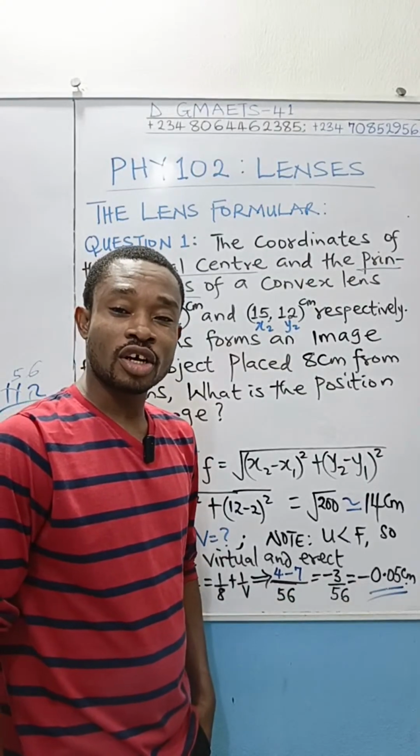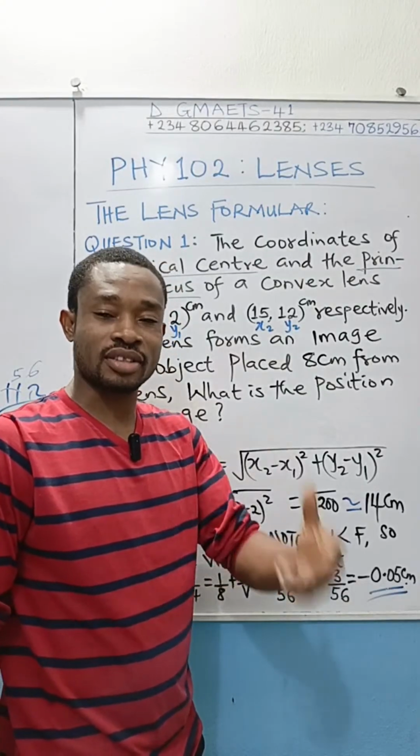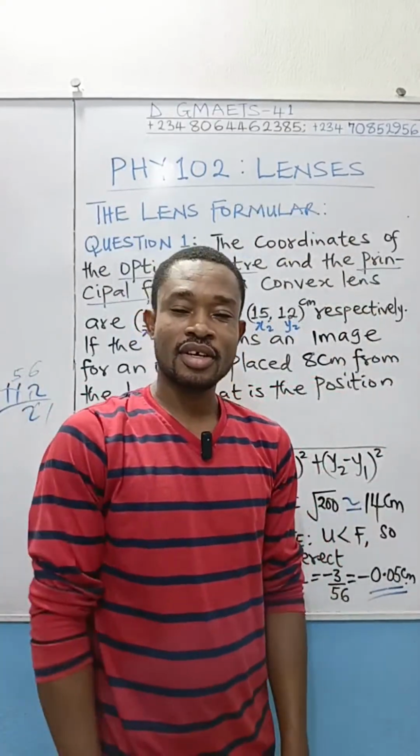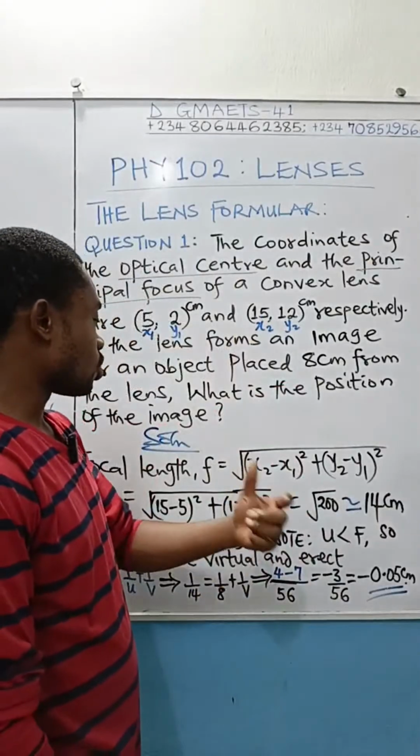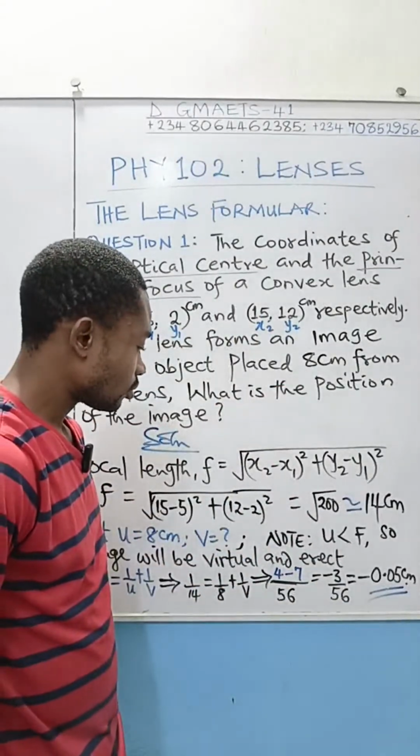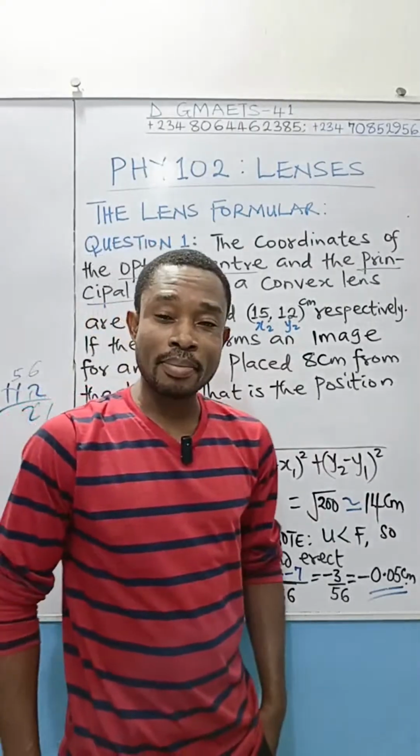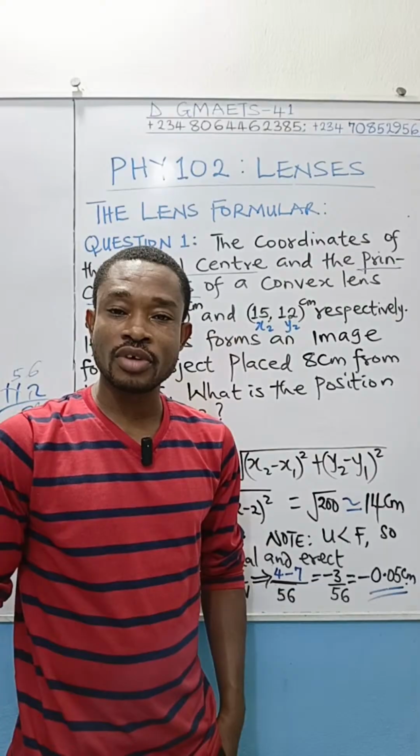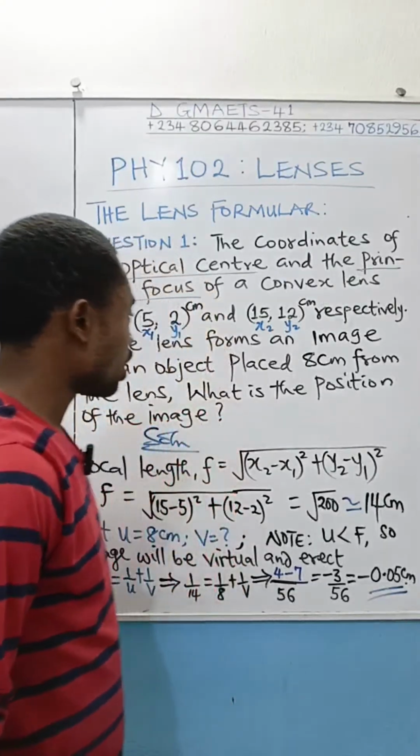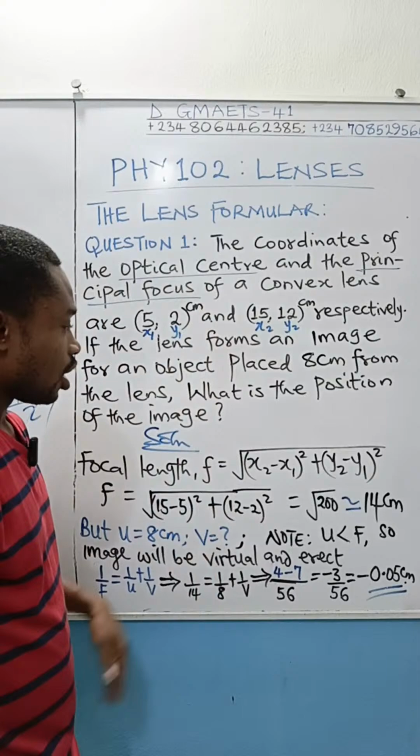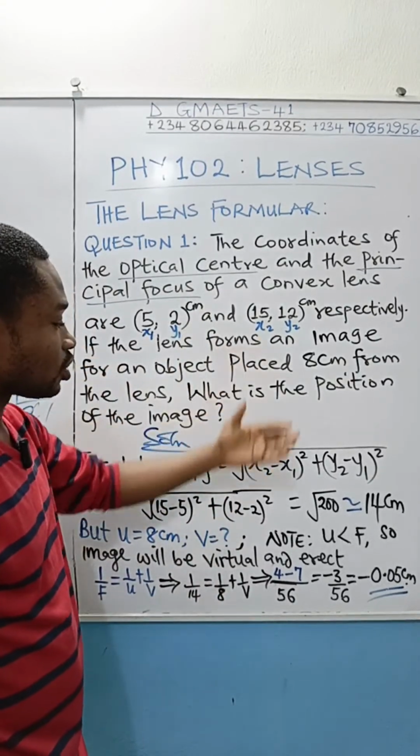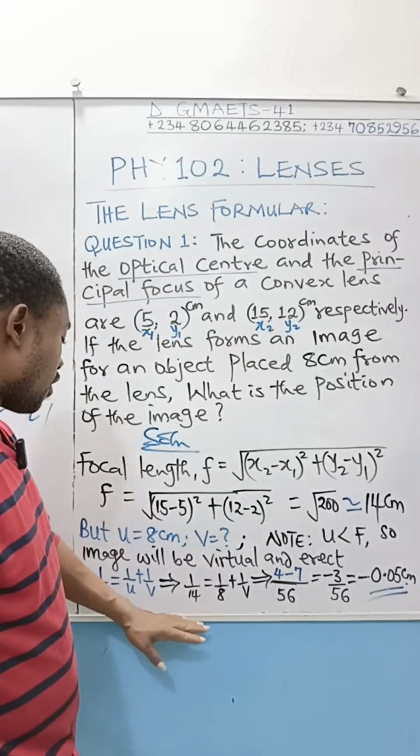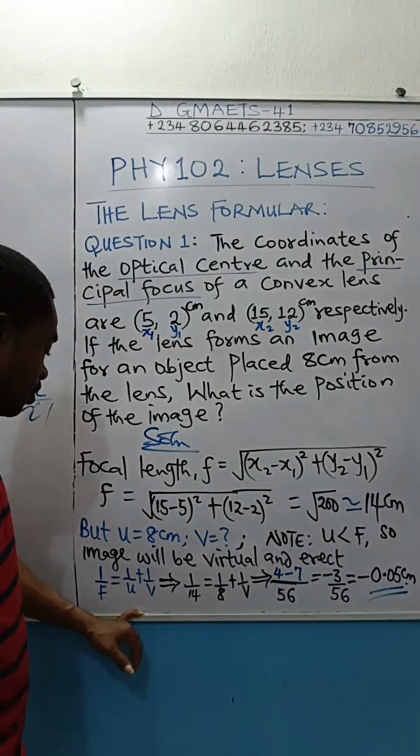What other nature of the image do we have? The image is erect. That is upright, standing as I am like this. It's not inverted. It's erect. Erect also means upright. We can talk about the magnification of the image. And of course, magnification, you know how to evaluate it. The magnification is going to be image distance divided by object distance. So this is how you solve this problem, and I hope you've learned something from it.